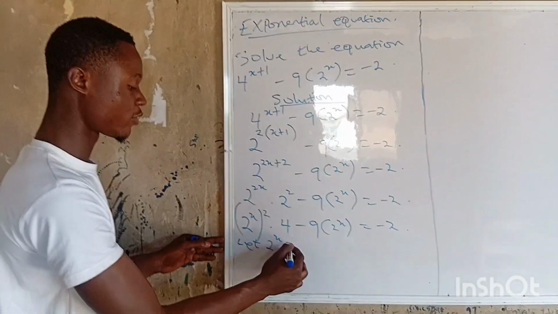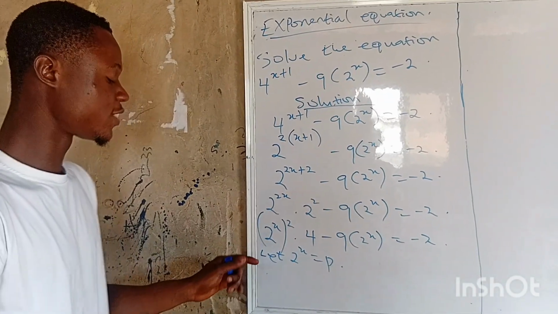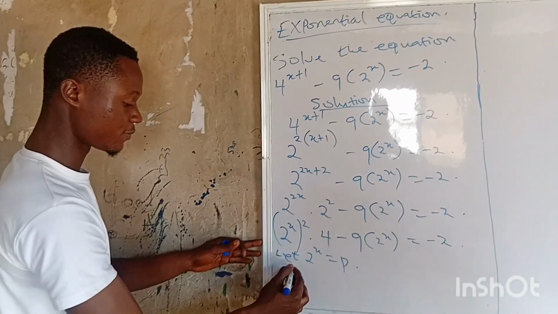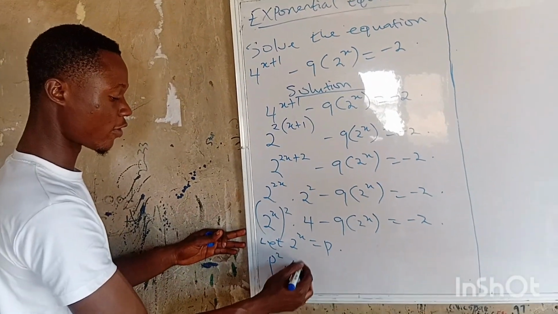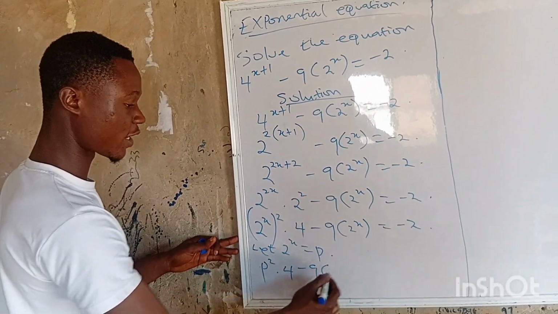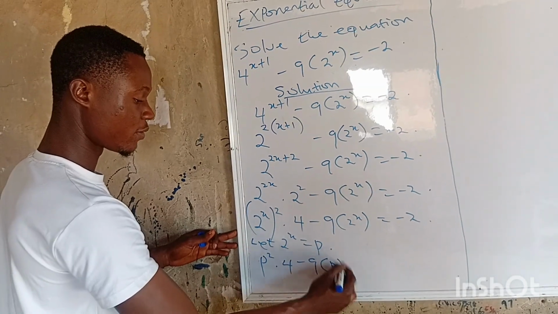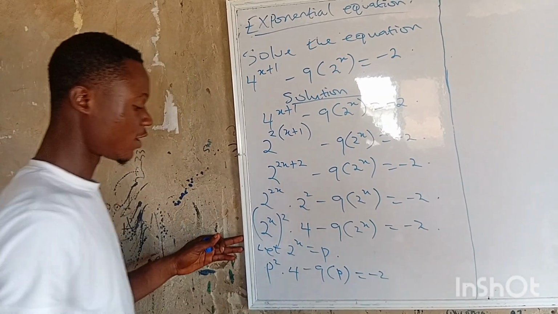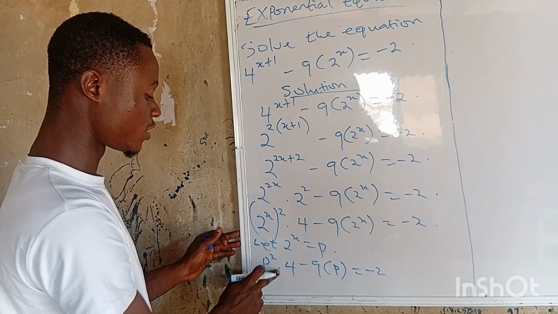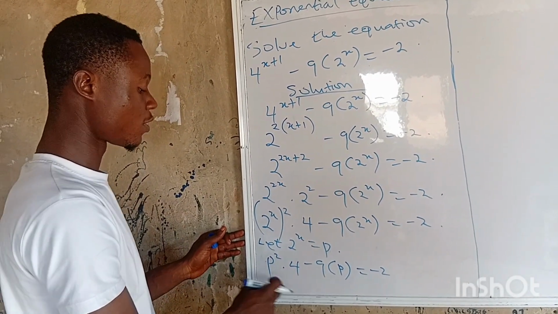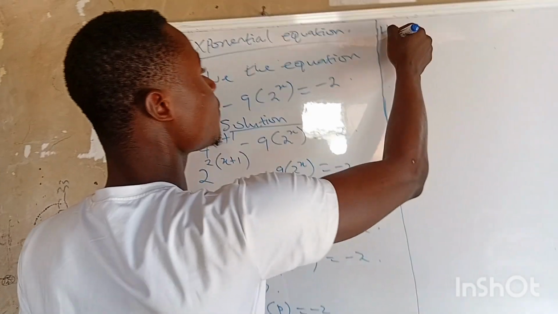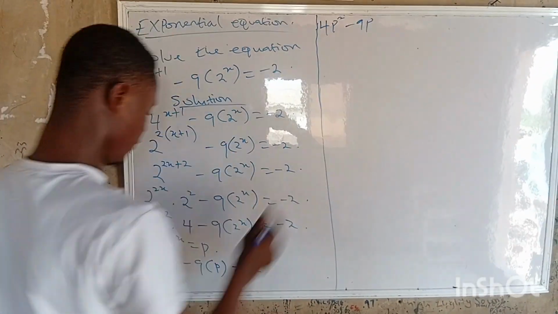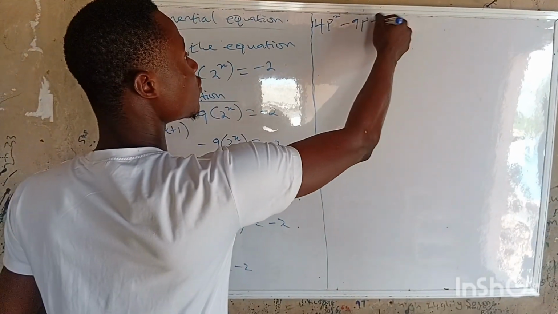Let 2^x be equal to p. That means anywhere we see 2^x, we are going to put p, which is p² · 4 − 9(p) = −2. Now p² times 4, because this is the same as saying multiplication, is 4p². Then minus 9p, because 9 times p will give us 9p. Then it's equal to −2.